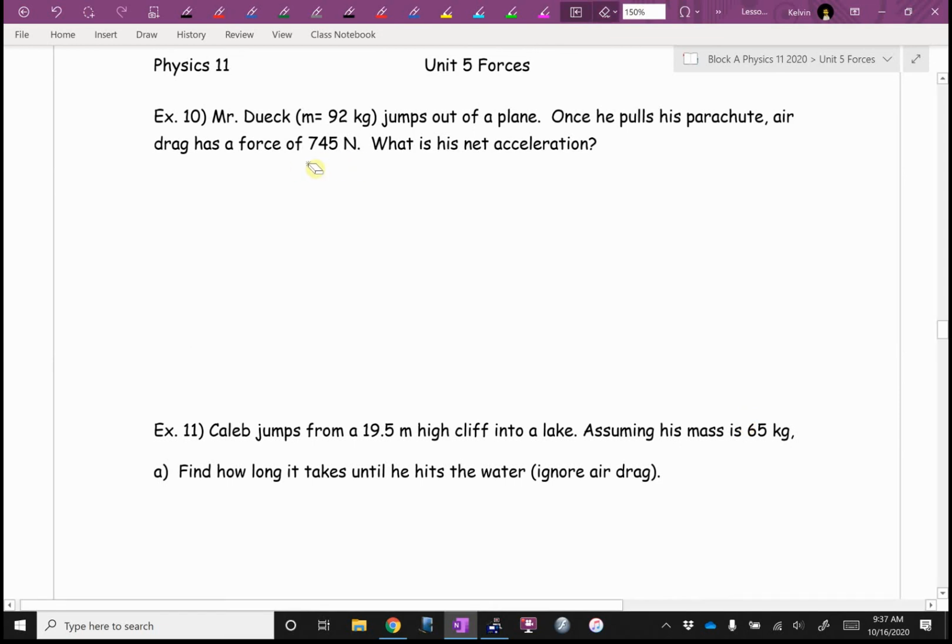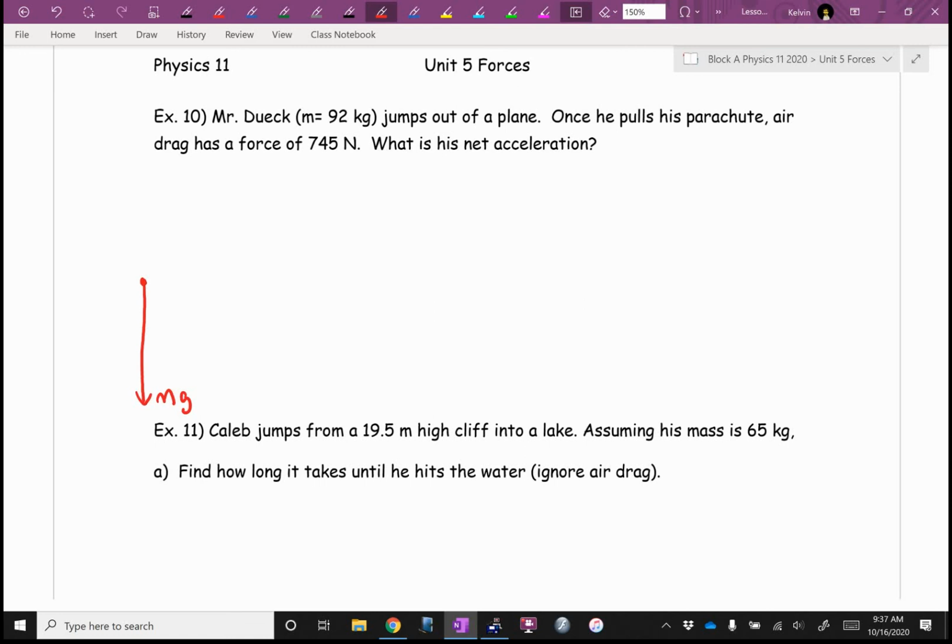Is there air drag force in this question? Is there also the obvious one? Yes. Is there more than one force? This is a job for a free body diagram. What are the forces acting on Mr. Duick? Get the obvious one. Which way? What else? Air drag. Which way? Up. Bigger, smaller, or the same size as mg?